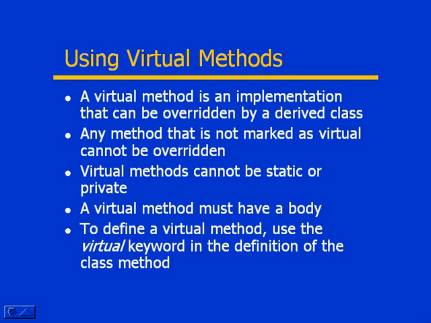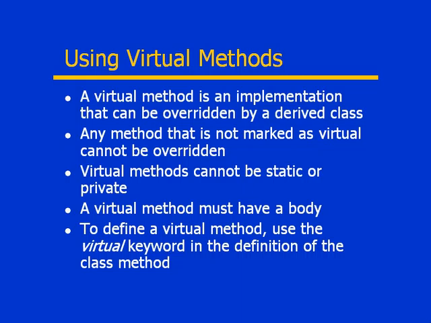A virtual method is a method whose implementation can be overridden by a derived class. So if in your base class you define a method using the keyword virtual, that means that if any class derives from that base class, they would be allowed to provide an overriding implementation for that virtual method. Any method that is not marked as a virtual method cannot be overridden.